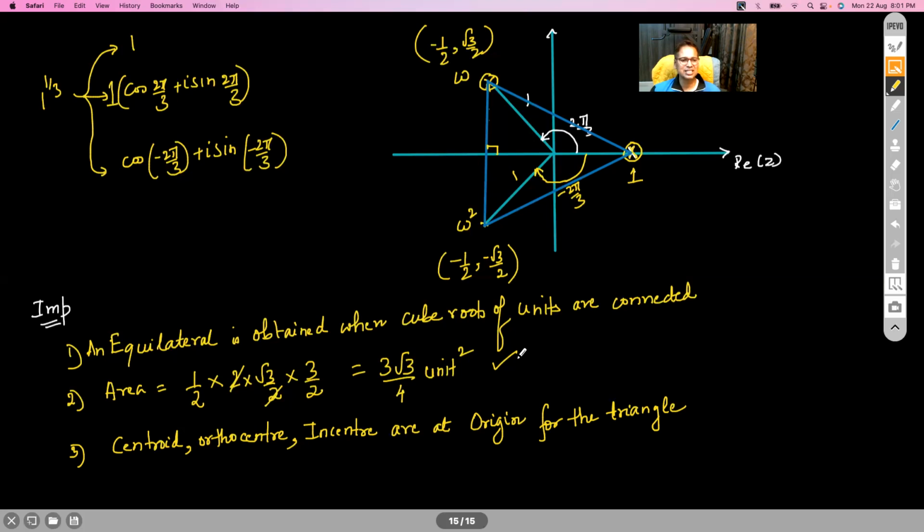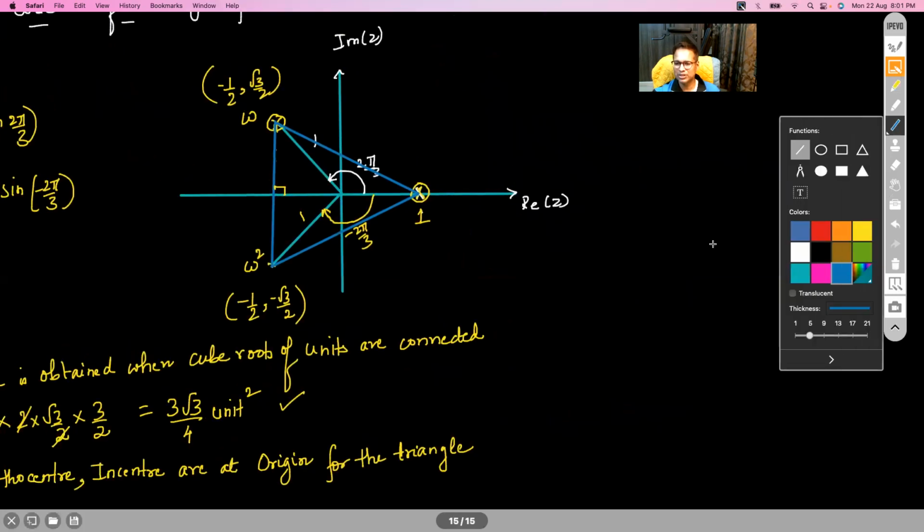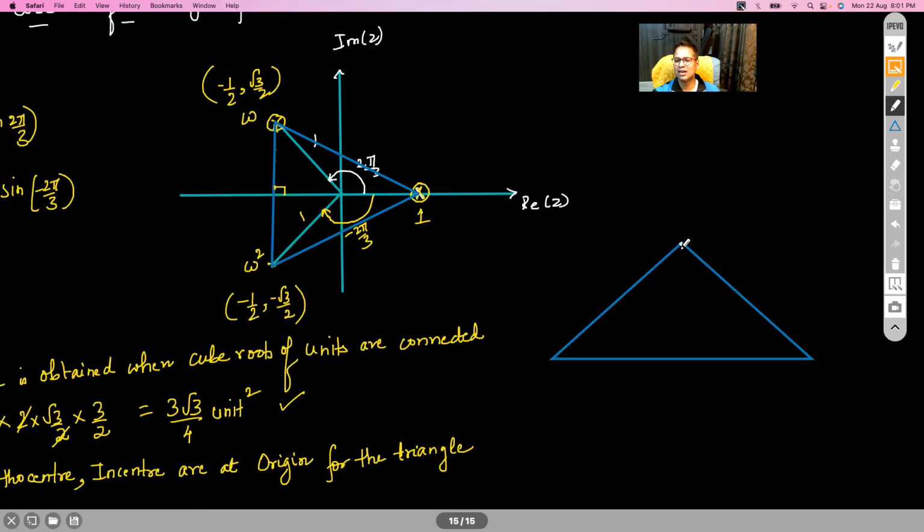Yes, Anika is asking a question. What is the incenter? Yes, the incenter is the meeting point of the angle bisectors. Let me just show you by a simple diagram here. If you make an angle bisector of this angle, let me name it as A, and if you do angle bisector of B, and if you do angle bisector of C, so they will all pass through a single point, and that point is called the incenter. Okay.